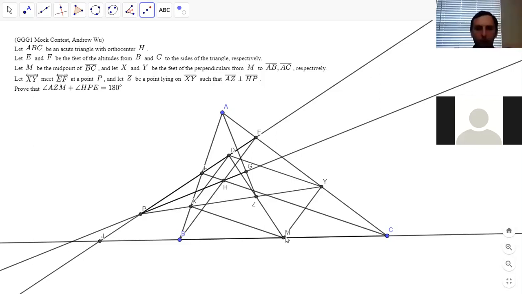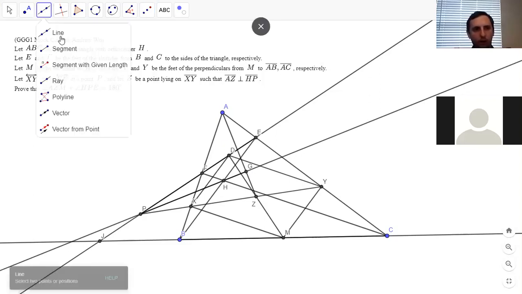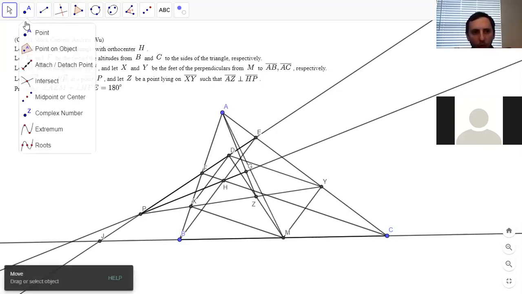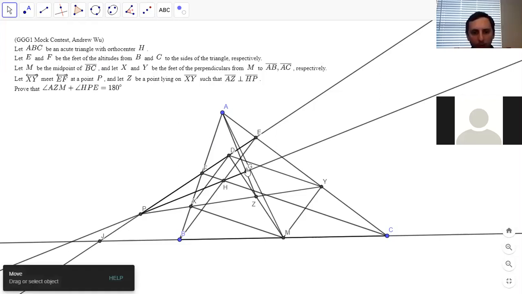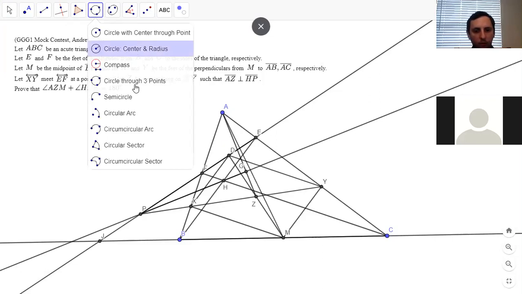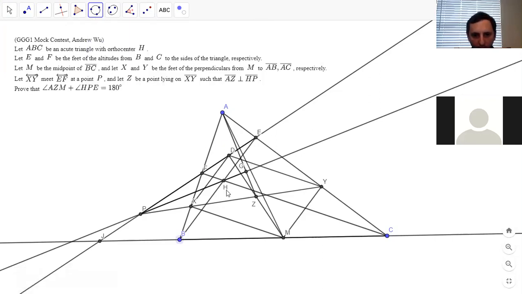Is it worth drawing the Humpty point? Let me try it. So basically I'll draw the circumcircle of BHC. And it should pass through that point. Yeah.